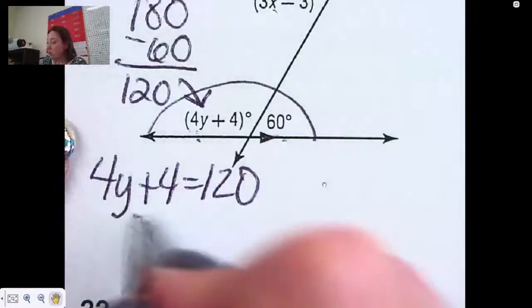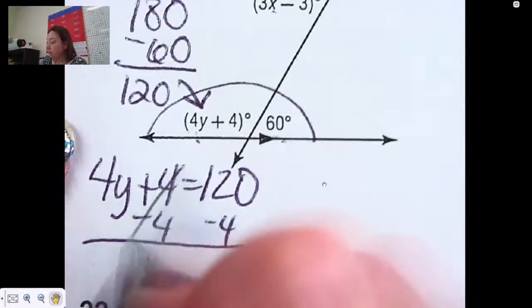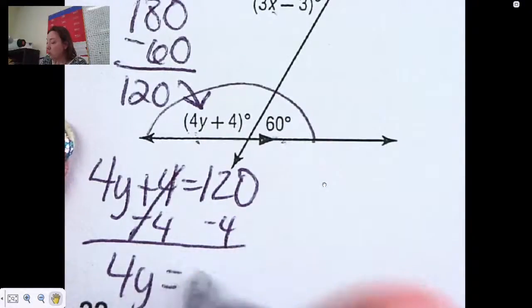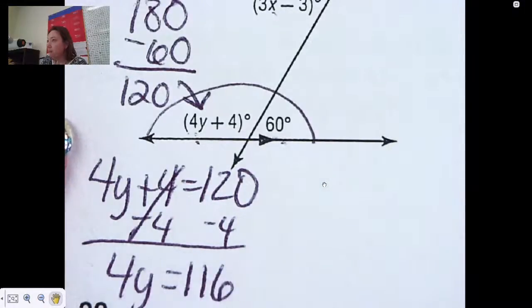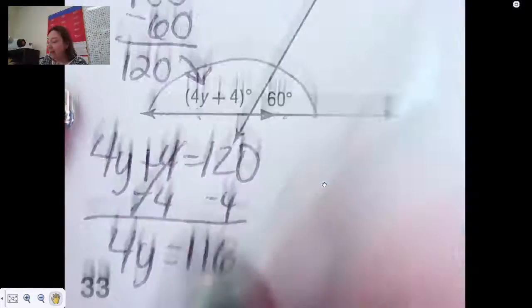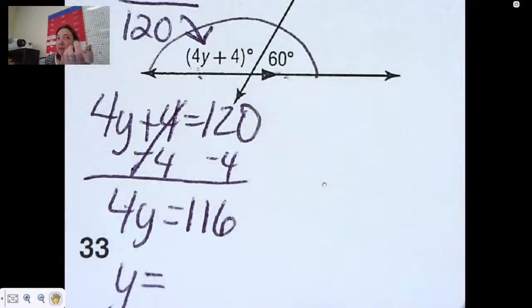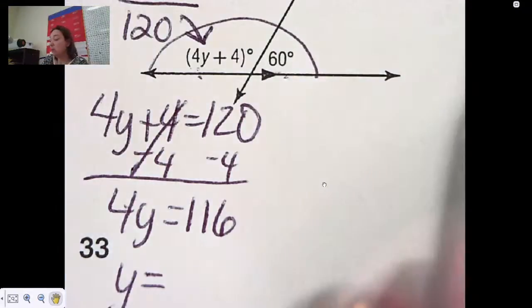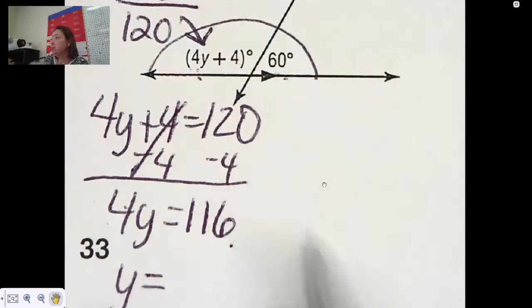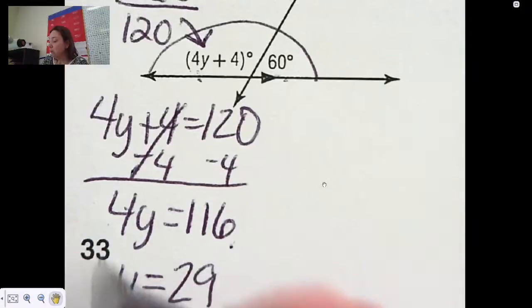So we would subtract the 4. So 4y equals 116, right? Now, I know 4 goes into 100 25 times. And 4 goes into 16 4 times. So if I put those together, that gets me what 4 goes into 116. So 25 and 4, 29.